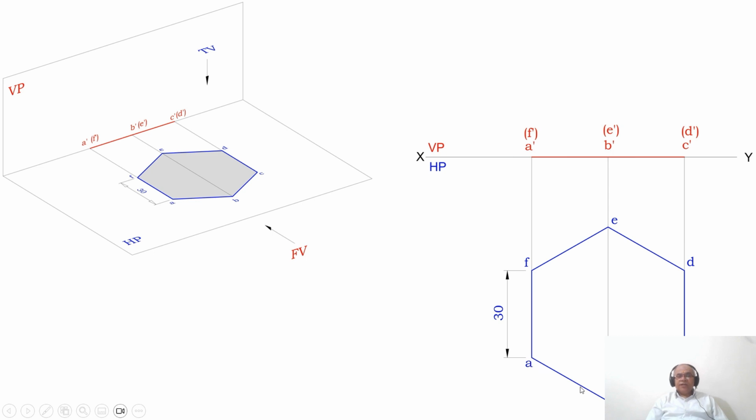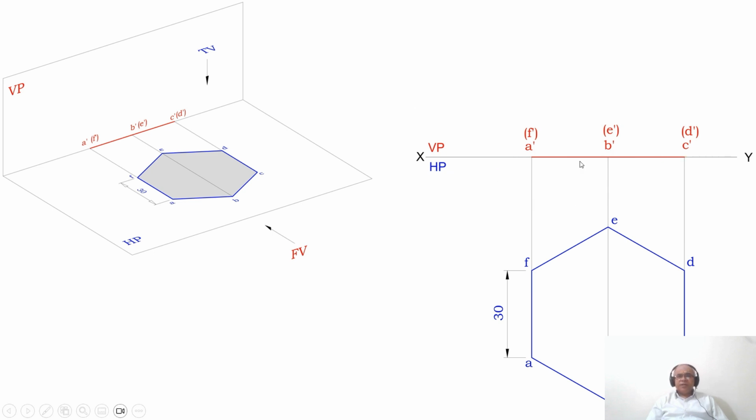As we have joined A to B and B to C here, similarly you join A dash to B dash and B dash to C dash. Of course, CD is perpendicular to VP and also AF is perpendicular to VP. Therefore, you are getting a point here and also here.